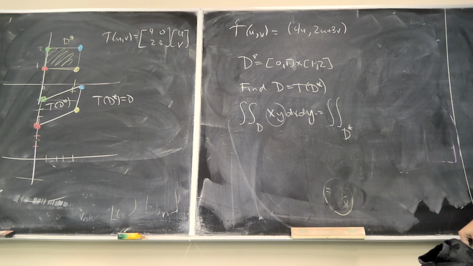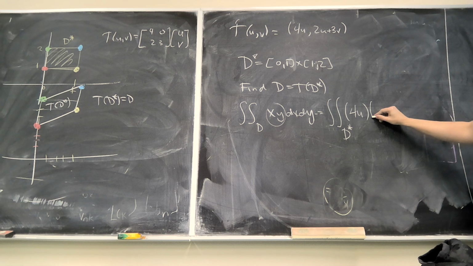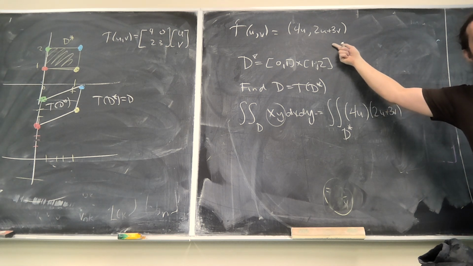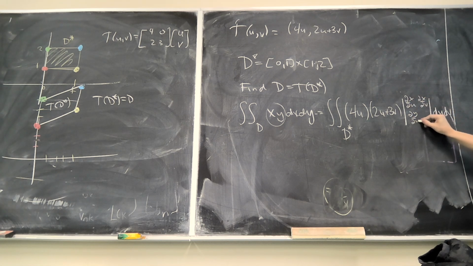x is 4u, and y is 2u plus 3v. So I'm using substitution. But the trade-off is, in this spot, if I want to put a du dv right here, I have to put dx du, dx dv, dy du, dy dv. I shouldn't write that. I should just write the actual symbol. This is why we invented it: dxy over duv, the Jacobian determinant of the transformation. That's our distortion factor.